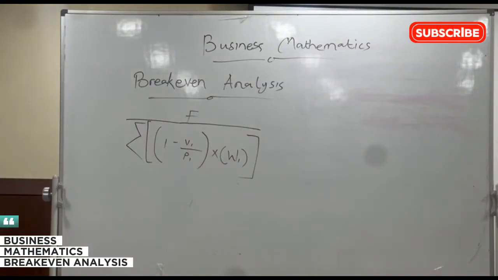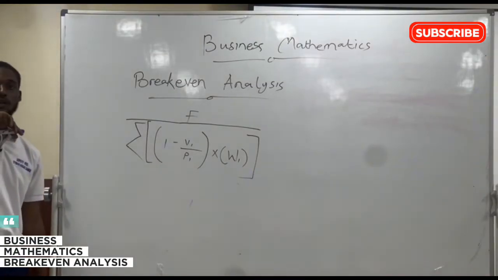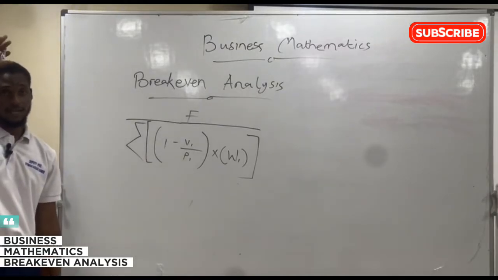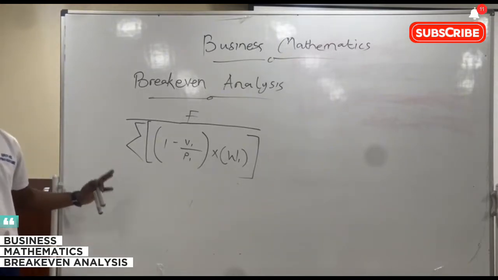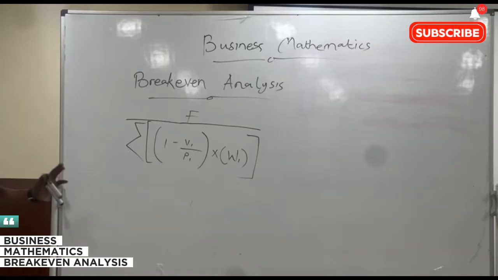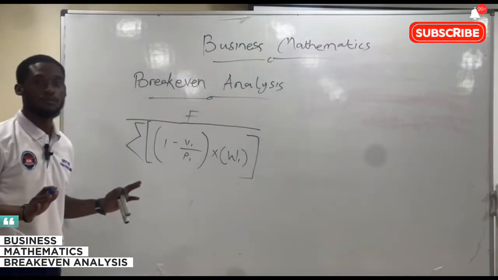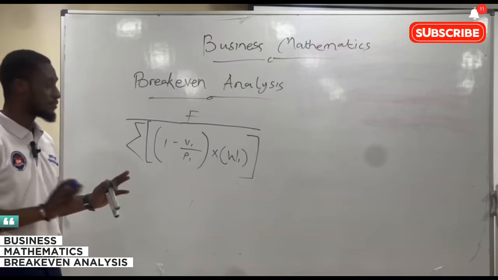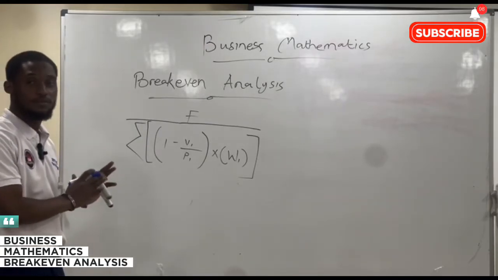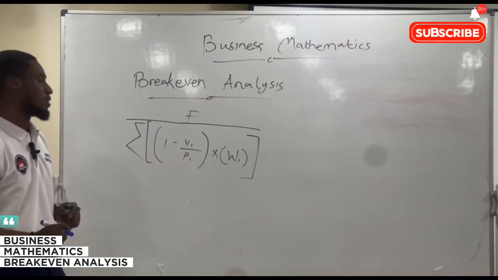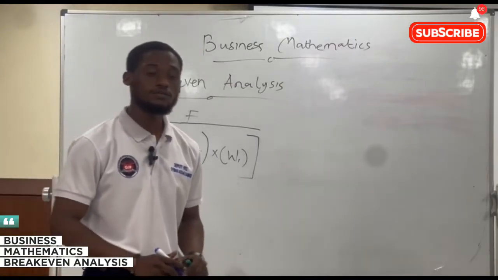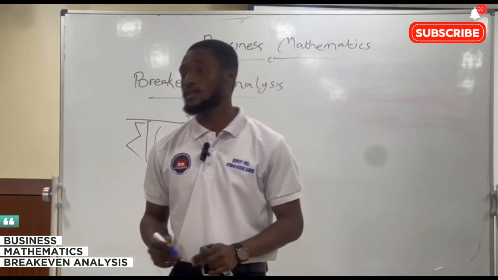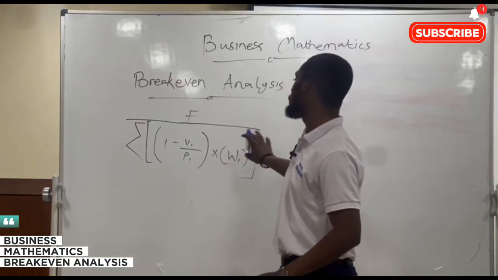The first formula that was given was that of the single product, that is F over P minus V. But this is for multiple products, and this is what you have to pay attention to. You have to listen to this very carefully because this is very confusing. But we are going to make this simple for all of us. So I'll start by explaining what goes into this formula.